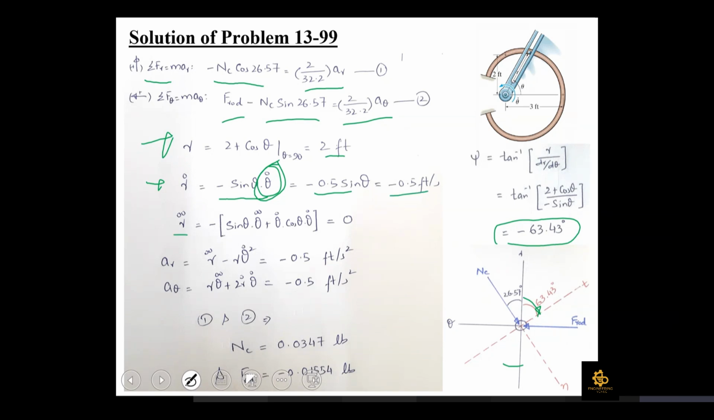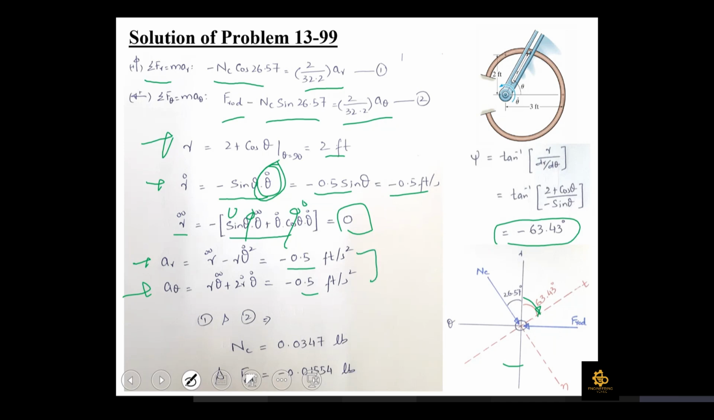r double dot would be evaluated using the product rule again. You have two things, sin theta and theta dot, both of which can vary with respect to time. So once you keep sin constant and take the derivative of theta dot, then you keep theta dot constant and take the derivative of sin theta. Since theta dot is constant, theta double dot would be equal to 0. So this first term becomes 0. And cos 90 is also equal to 0. So overall r double dot comes out to be 0. Then using the kinematics formulas for a r and a theta, these are the values of a r and a theta, which come out to be minus 0.5 feet per second square.